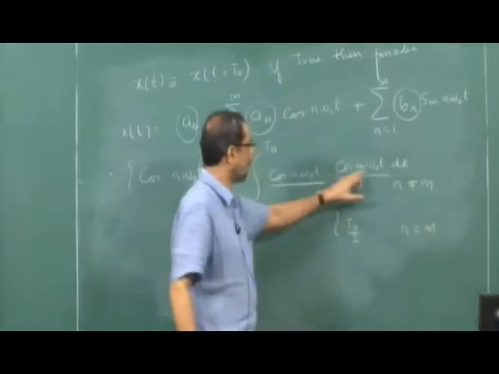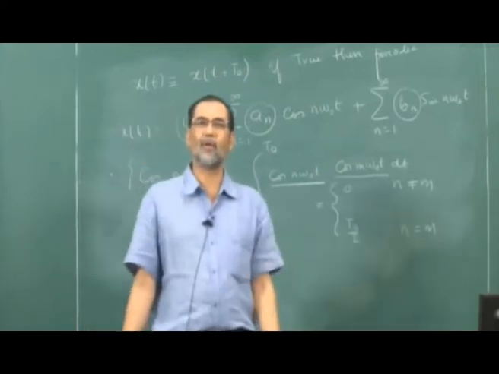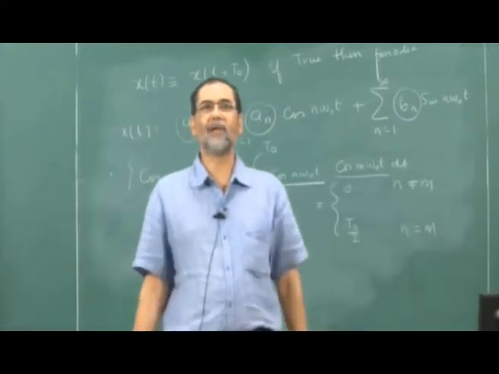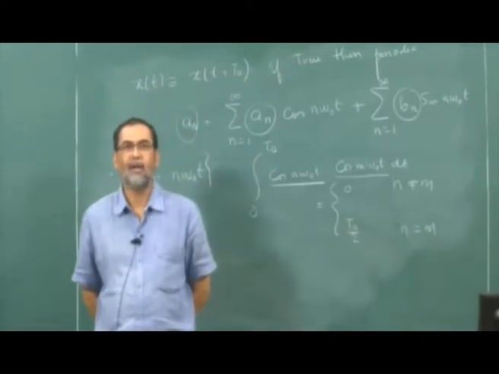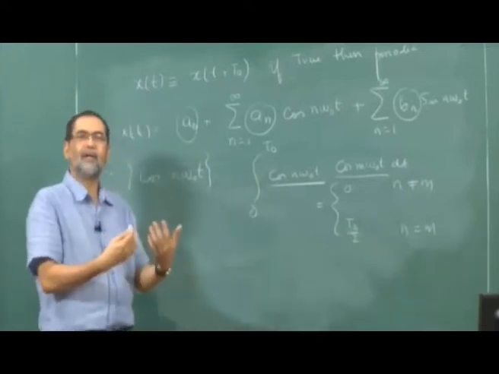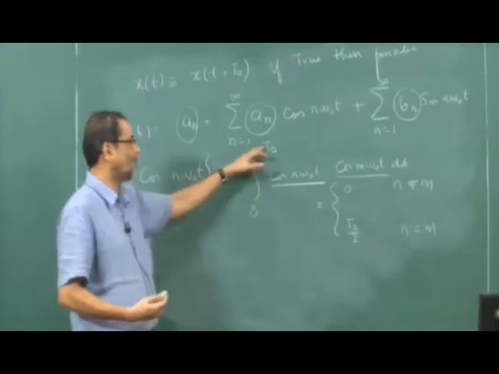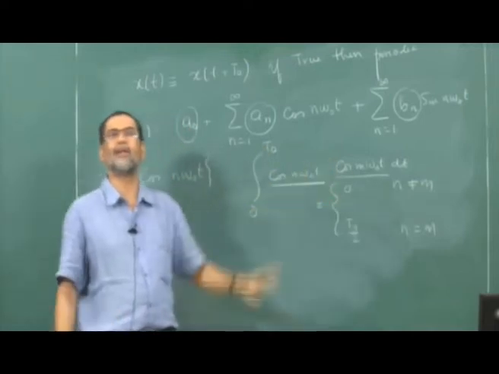If n is equal to m, then it becomes cos square omega naught t. You can write cos square omega naught t as (1 plus cos 2n omega naught t) by 2. The cos 2n omega naught t term integrates to 0 and you get half into T naught. So that is what it is, half into T naught. So this can also be shown quite easily.